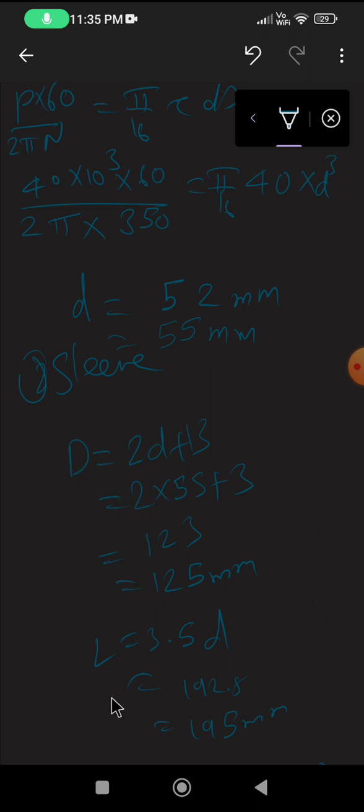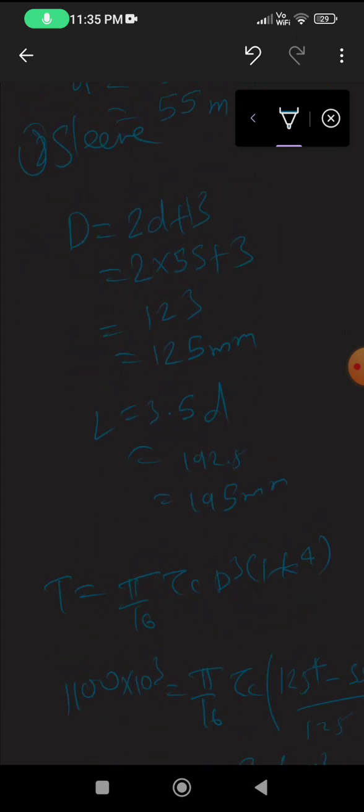The diameter of the sleeve and the length of the sleeve we have got. Now we will see how much shear stress is induced while transmitting this power. As we know the formula, torque here is equal to pi by 16 tau d cube. We have to find the shear stress. So torque is 1100 into 10 to the power 3, where the torque comes from P upon 2 pi N by 60, since power and rpm were given.